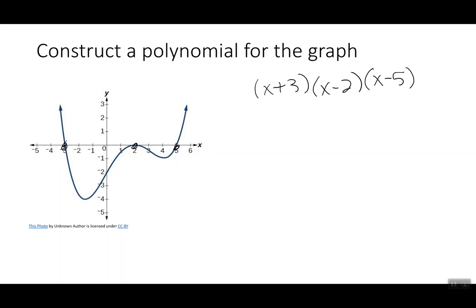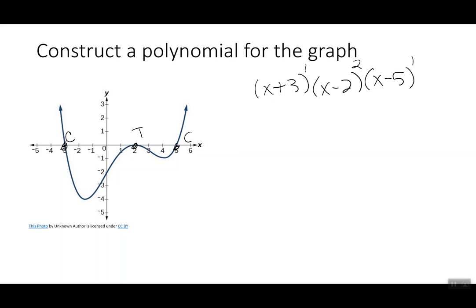Now at the intercepts, I can see that this one is crossing at the 3. I can see it's touching at the 2, and then it's crossing again at the 5. So that tells me this 2 needs to have an even exponent. So let's put this multiplicity of 2 in there. That way it will touch there. The 3 and the -5, I can just leave those as 1 because I can see it cross, so they need to have odd exponents.